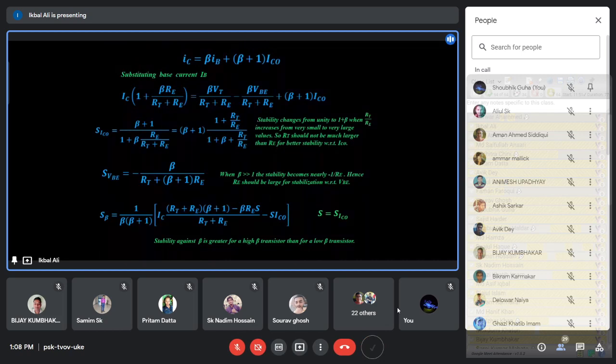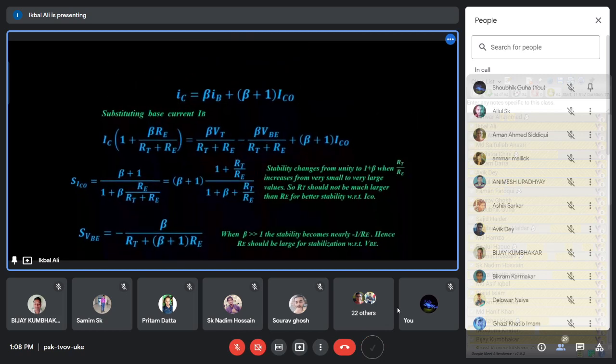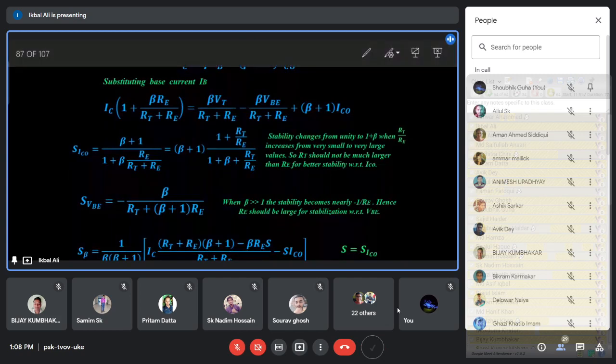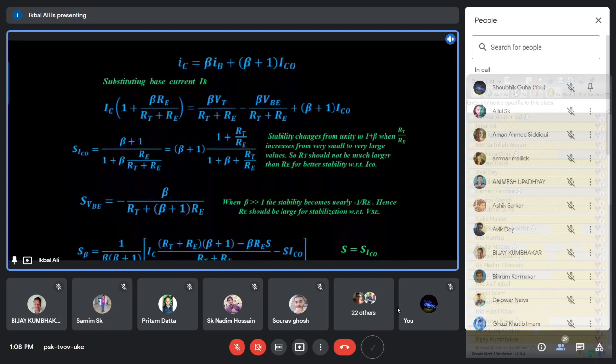So we take the fundamental equation of the transistor. The first equation, you see that IC equals beta into IB plus beta plus 1 into ICO. This is the complete fundamental equation for the amplification factor of the transistor, beta of the transistor.